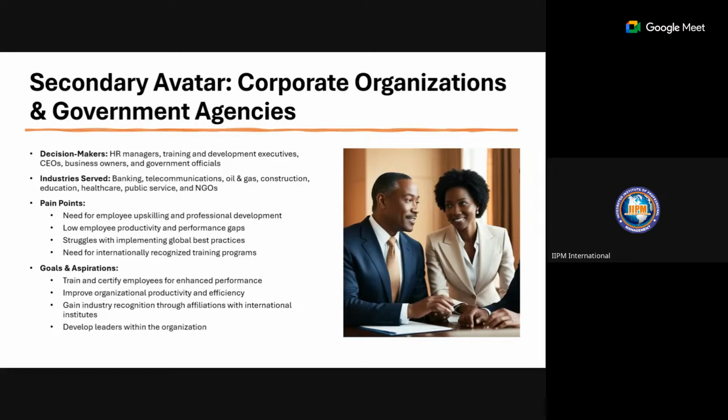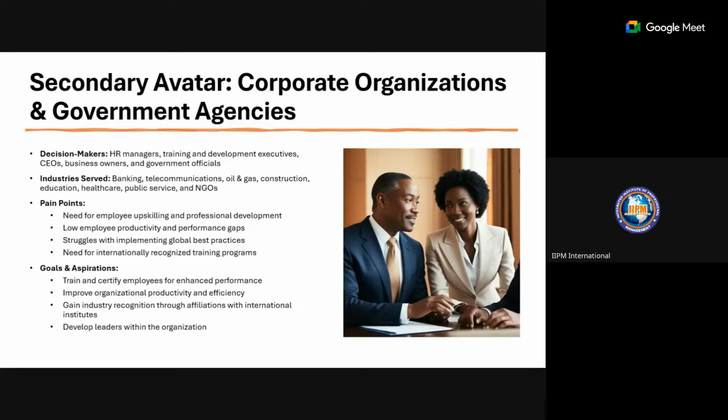Which in this case has to do with the corporate organizations and government agencies. The target here are the decision makers, like the HR managers, training and development executives, CEOs, business owners, government officials. The industry served, all industries are served. We are open to all industries. Banking, telecommunication, oil and gas, construction, education, healthcare, agri, public service, private service, NGOs, all are served.